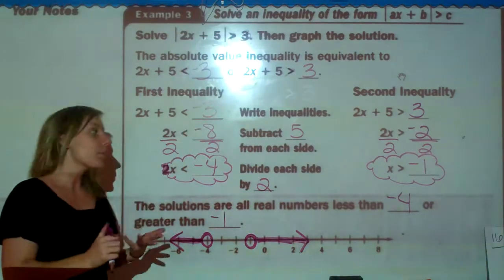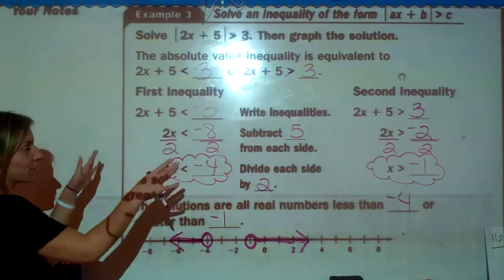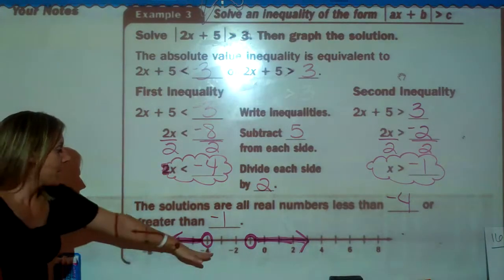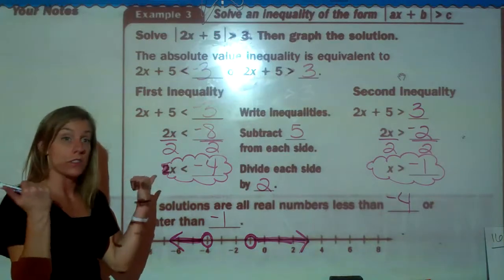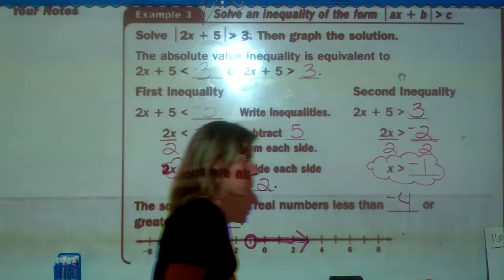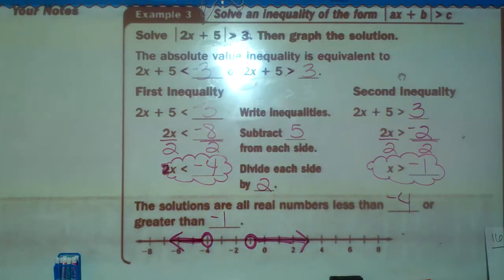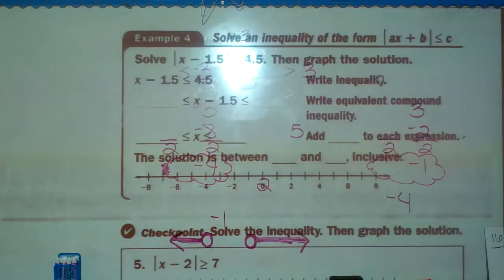Okay, so or problems are very much just like two different inequalities, and we just solve them, put them together on the number line. And ors normally go out, okay? Open circles because there's no equal. So let's look at the next one.